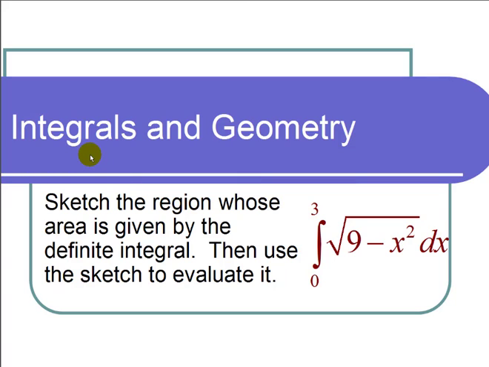This is a video on using geometry to evaluate a definite integral. The question states, sketch the region whose area is given by the definite integral. Then use the sketch to evaluate it. The definite integral is the integral from 0 to 3 of the square root of 9 minus x squared dx.